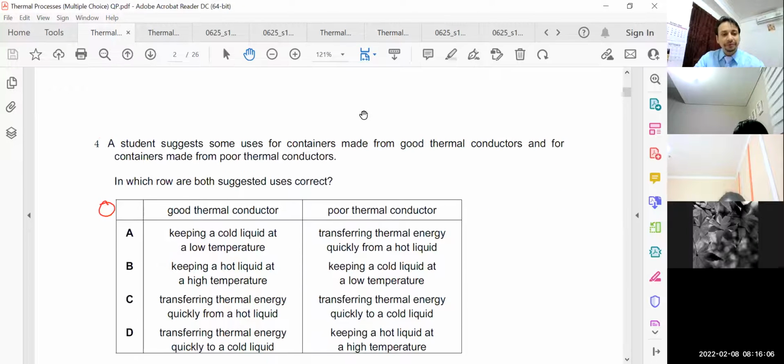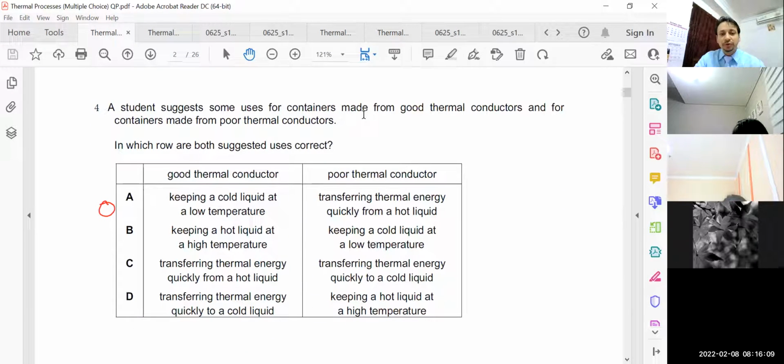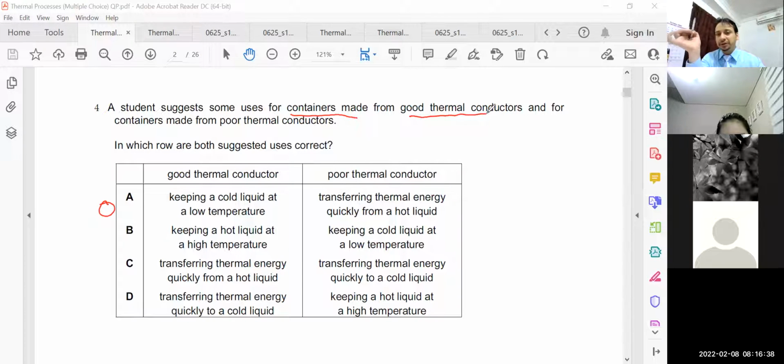Question number 4. Students suggest some uses for containers made from good thermal conductors and for containers made from poor thermal conductors. In which row are both suggested uses correct? Children, for question number 4, take some time. Read the statement and all the options carefully. They are talking about uses of containers made from good thermal conductors and some from poor thermal conductors of heat.